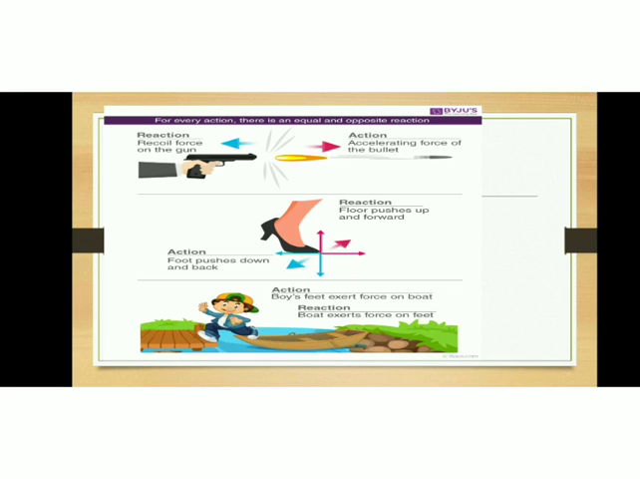Okay, then rocket propulsion can also be considered as an example of Newton's third law of motion. The jet of gases that is coming out from the rocket will exert a force on the air in the downward direction. So the air will exert a force on the rocket in the upward direction, and due to that the rocket moves forward. Okay.